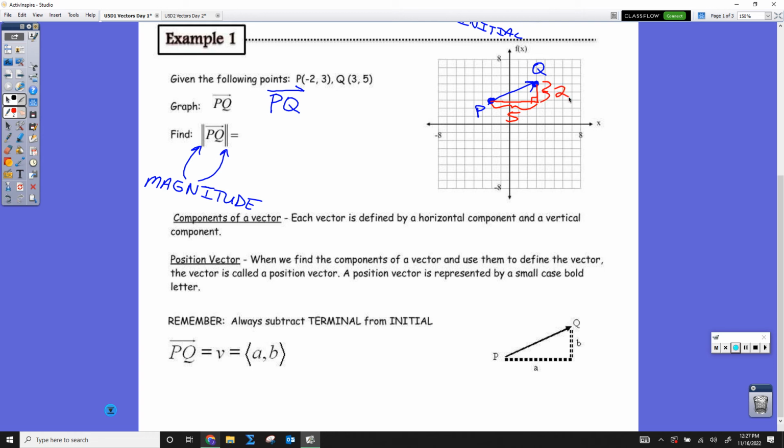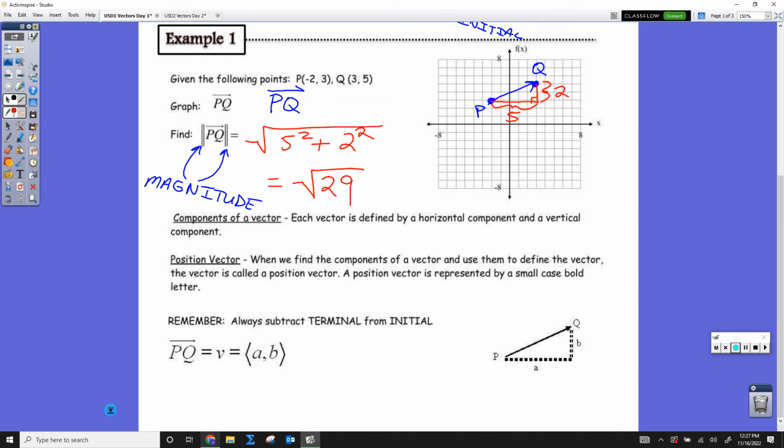2. So if we wanted to determine the length of PQ, it's just 5 squared plus 2 squared, right? And we're going to do the square root of that. Square root of 5 squared plus 2 squared. So what is our magnitude? Root 29. So the magnitude is the length of the vector. The length of the vector.